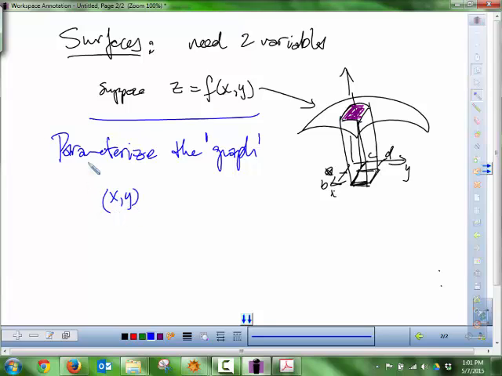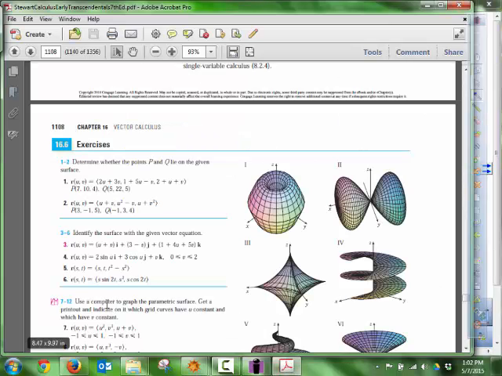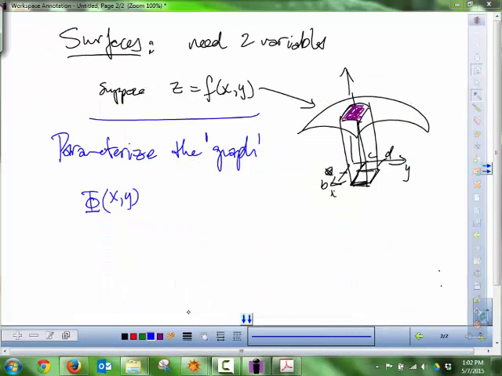Now, I don't know what the book uses. I don't know if they use R. We use R to parameterize curves, so I don't want to use R here. I've always used capital phi. That's okay. What does the book use? They use R, of course. I don't want to use R. So you can use R if you want, but I'm going to use capital phi to parameterize surfaces.